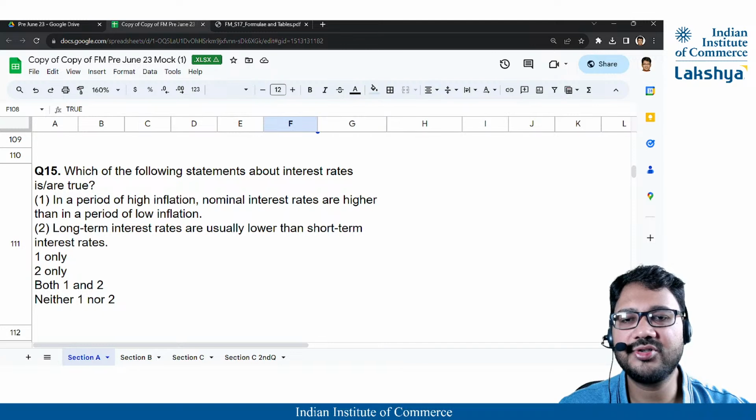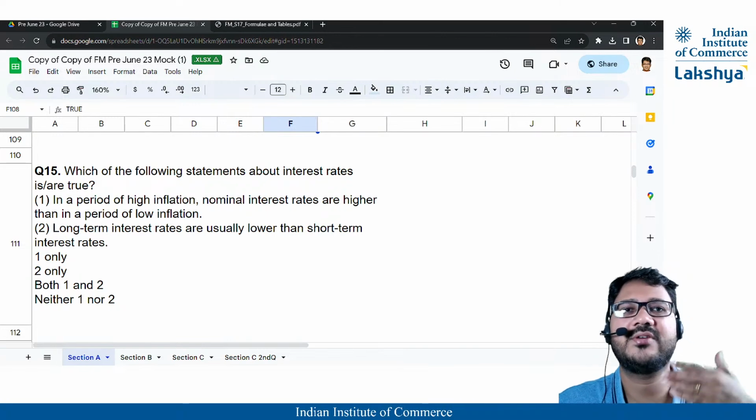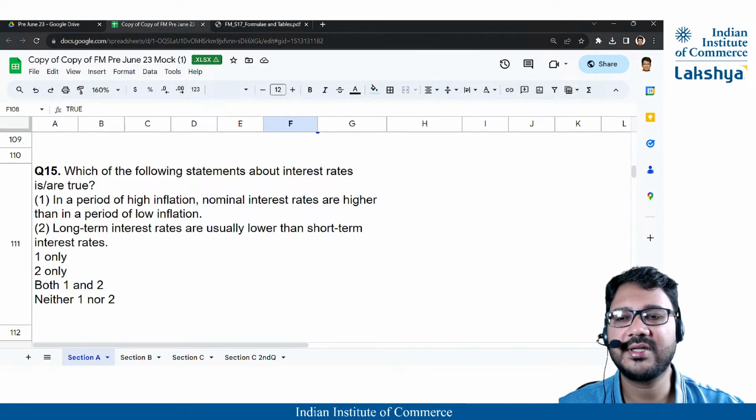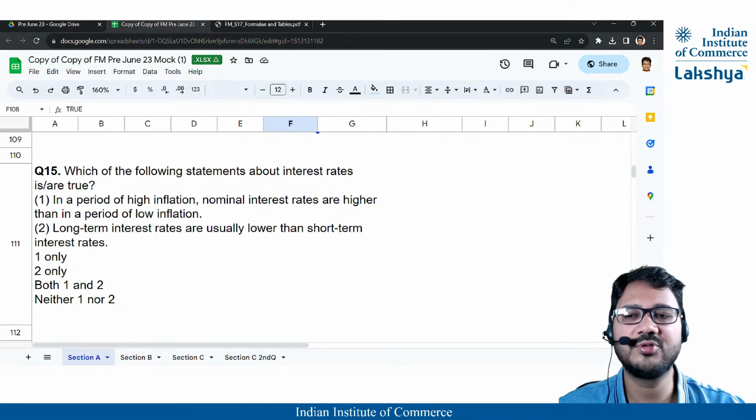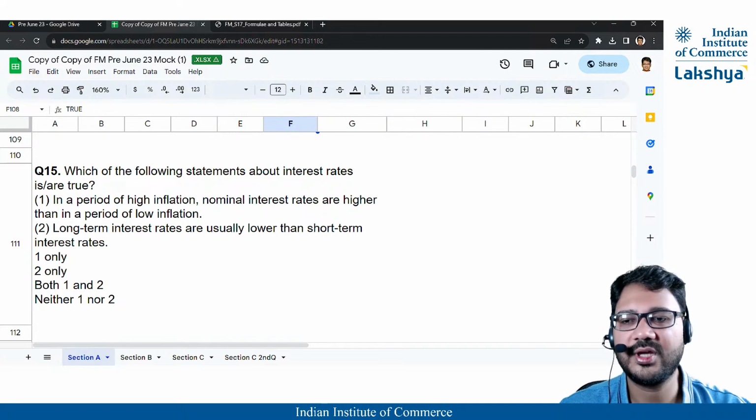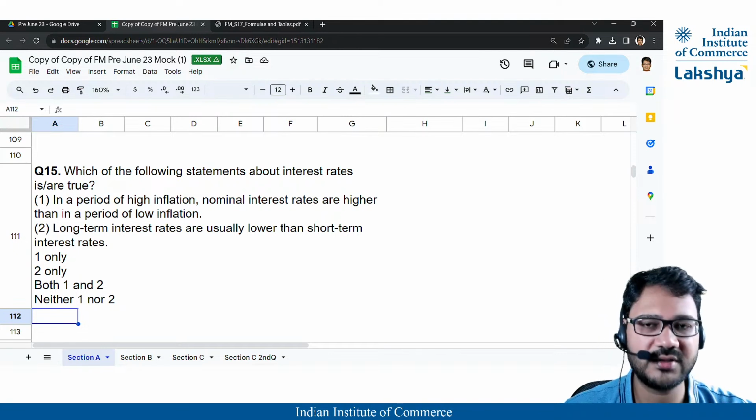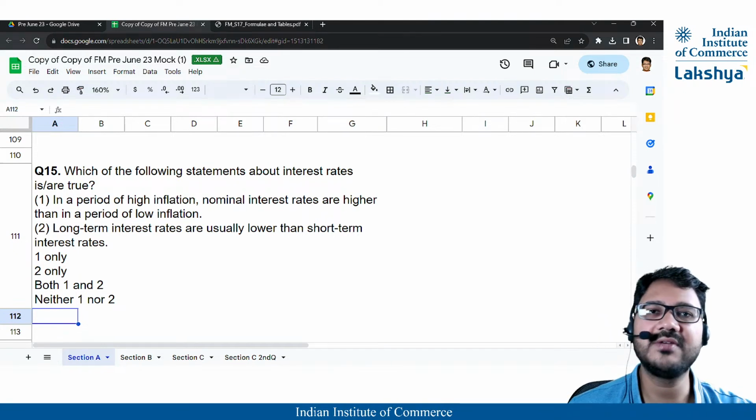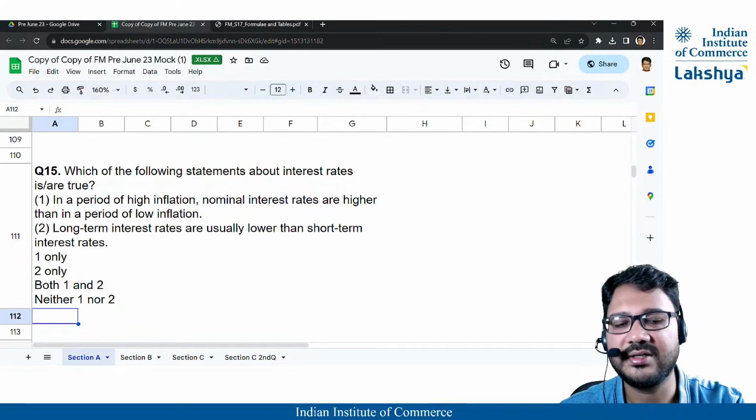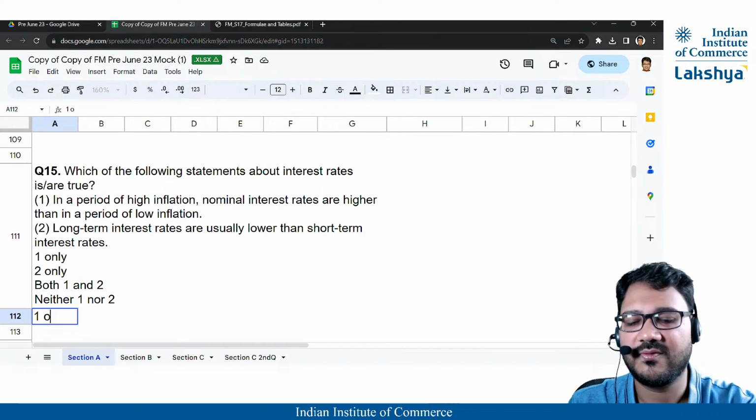Long-term rates are usually lower than short-term interest rates. Long-term rates are not lower. Long-term interest rates are in fact higher, in normal cases, because long-term loans are considered riskier. Okay, there is a risk that the person may not be able to pay the money on time after 5 years, but after 1 month or after a few months, there is a high likelihood he will be able to pay given his current condition. So it's only one.